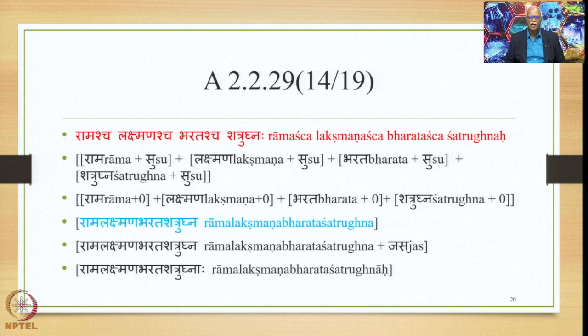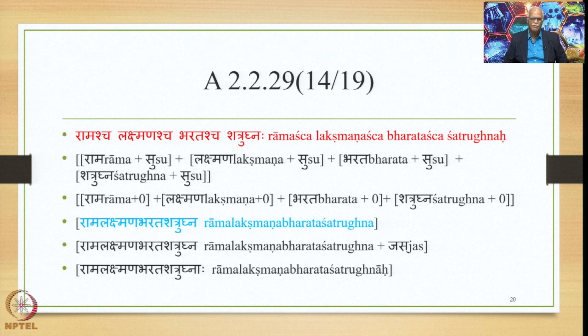Now the samasa saudhnya takes place, so the pratipadika saudhnya takes place, so supodhatu pratipadika yoho applies, and so we delete all the sups. So we have Rama plus 0, plus Lakshmana plus 0, plus Bharata plus 0, plus Shatrughna plus 0. And when we join them together, we get the form Rama Lakshmana Bharata Shatrughna as the finally derived dvandva samasa output.